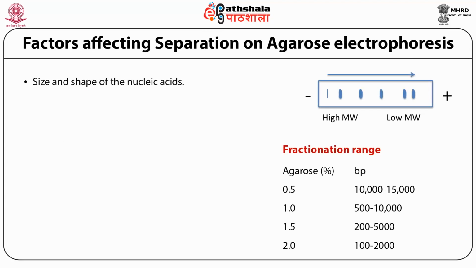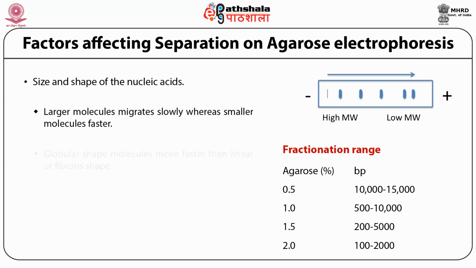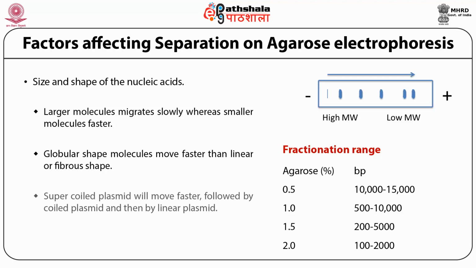Shape of the molecule also affects the migration of molecules in an electric field. Molecules having globular shape will move faster than linear or fibrous shape. When plasmids are subjected to resolution in electrophoresis, supercoiled plasmid will move faster, followed by coiled plasmid, and then by linear plasmid.